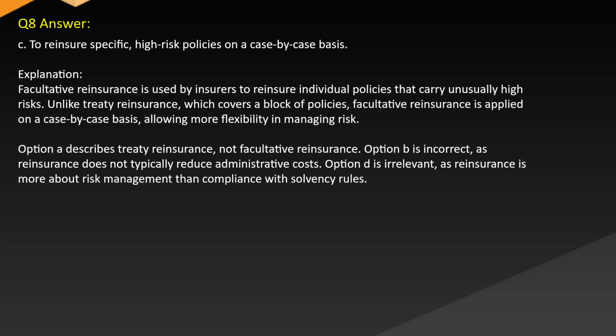Unlike treaty reinsurance, which covers a block of policies, facultative reinsurance is applied on a case-by-case basis, allowing more flexibility in managing risk. Option A describes treaty reinsurance, not facultative reinsurance. Option B is incorrect, as reinsurance does not typically reduce administrative costs. Option D is irrelevant, as reinsurance is more about risk management than compliance with solvency rules.